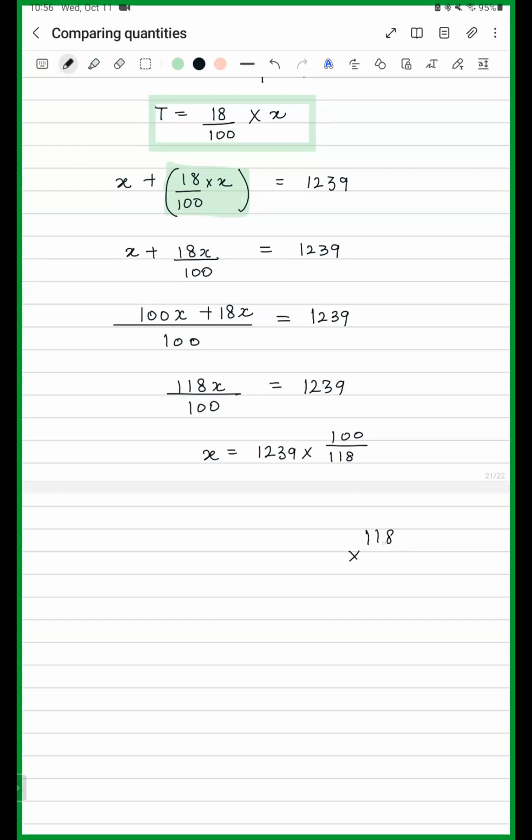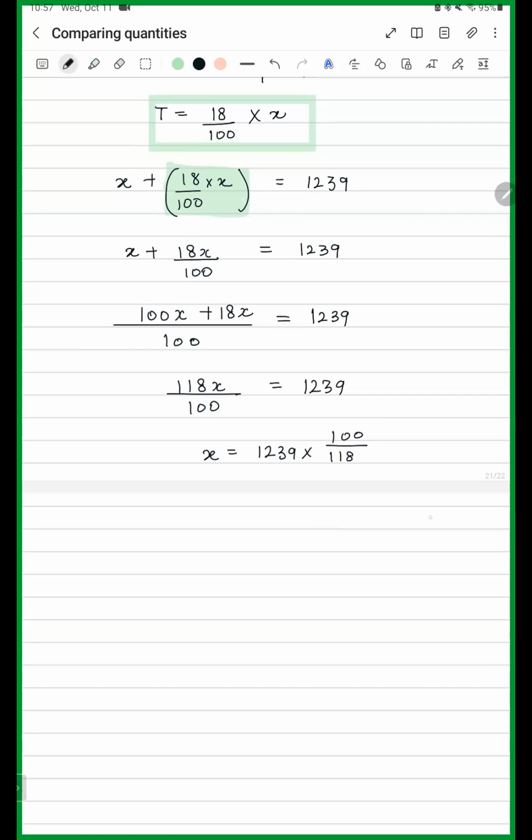Let's try dividing this now. This won't go by 2. This numerator won't go by 2. Leave this 100 as it is, okay? Don't try to cancel the 118 and 100. Why? Because this 100 proves to be very helpful when you're trying to shift the decimal places.